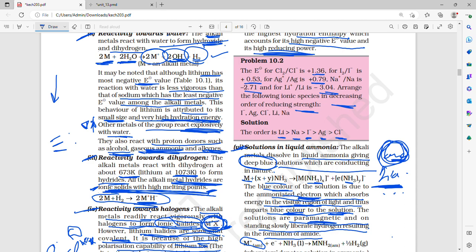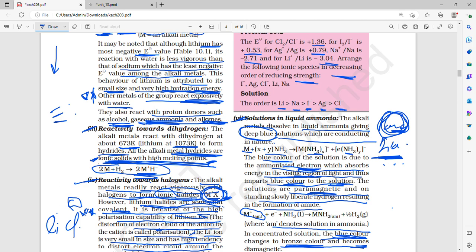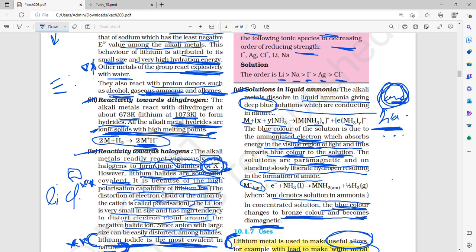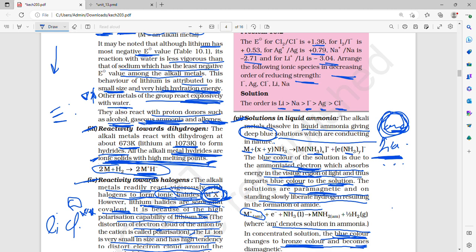It may be noted that although lithium has the most negative E0 value, its reaction with water is less vigorous than that of sodium, which has the least negative E0 value. So lithium has the most negative E0 value, therefore it is a very good reducing agent, whereas sodium has the least negative E0 value, and it reacts with water vigorously. This behavior of lithium is attributed to its small size and very high hydration energy. Other metals react explosively with water.